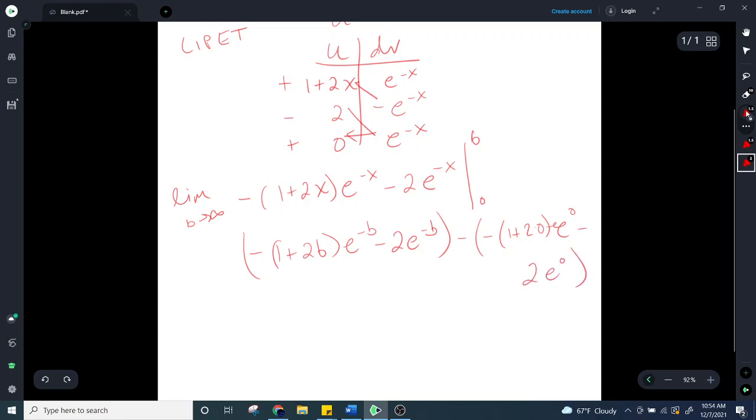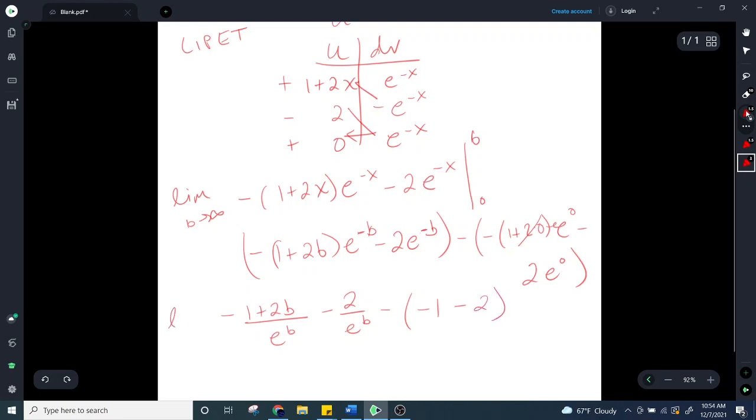All right, so let's clean this up just a little bit. What I want you to observe is you've got a negative exponent, negative b for both of these. So these are both going to move to the denominator. So we're going to have negative 1 plus 2b over e to the b minus 2 over e to the b. Now over here, of course, that zeroes out, that's just 1. And then e to the 0, of course, is 1. So that's a negative 1. So we've got minus a negative 1 minus, this will just be 2.